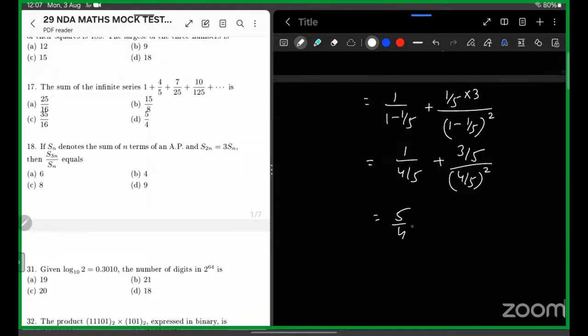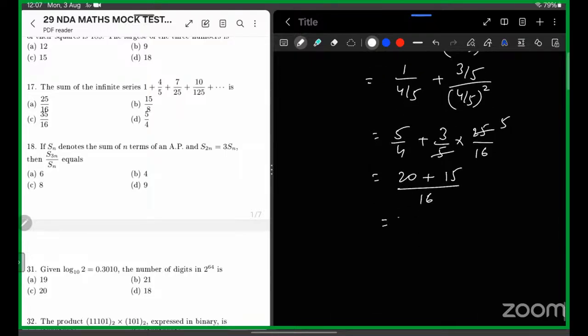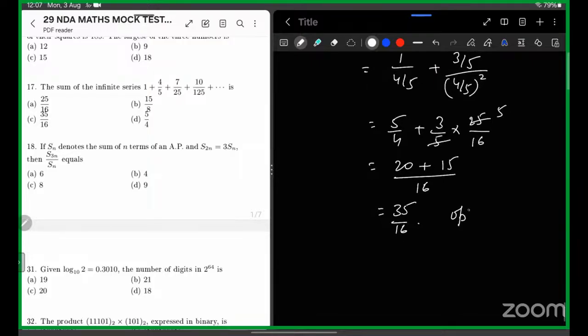So I am going to get it like this. 5 by 4 plus it will be 3 by 5 into 25 by 16. With 5 you put it 5 times. So this is equal to 20 plus 15 upon 16, 35 upon 16. Option C is our answer.